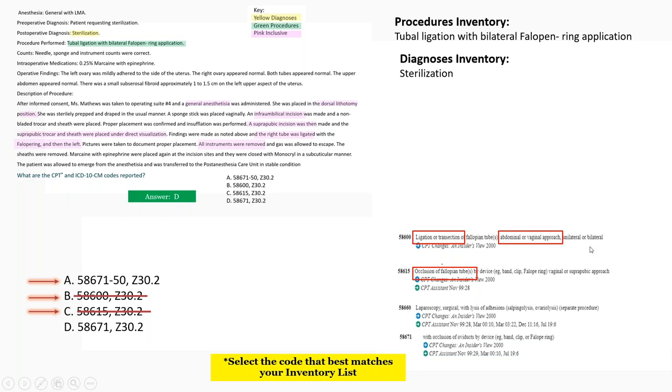Now let's look into option A, 58671 with a 50 modifier, and option D, which is coding for 58671 without a 50 modifier. The CPT code is actually correct, which is coding for a laparoscopy, surgical, with occlusion of oviducts. Oviducts is another name for the fallopian tubes, by a device such as a band, a clip, or a fallope ring. I always get this one wrong. The difference between option A and option D is that option A has a 50 modifier. So have a forensic look into this, coders. Do we need a 50 modifier for this? Have a forensic look into the code language.